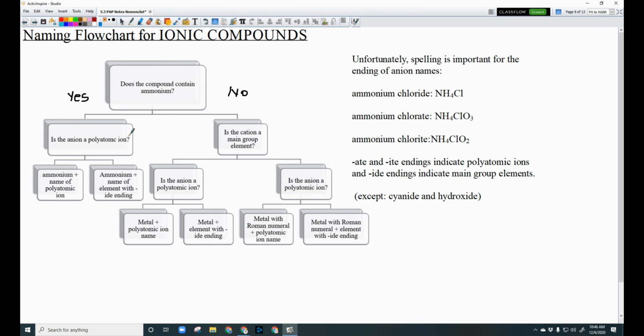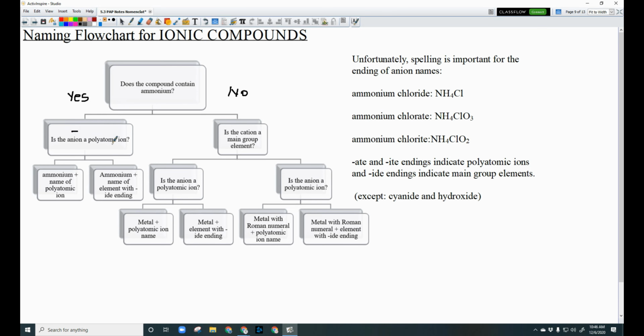So you're looking at the negative. Remember, anions are negative. So you're looking at the negative ion to see if it's a polyatomic ion. Does the compound contain ammonium? If you say no, is the cation a main group element? That means, is it from group 1, 2, 13, 14, 15, 16, 17, 18? All right, so let's just stick with, yes, it's a polyatomic ion.